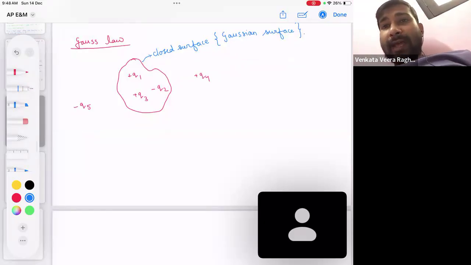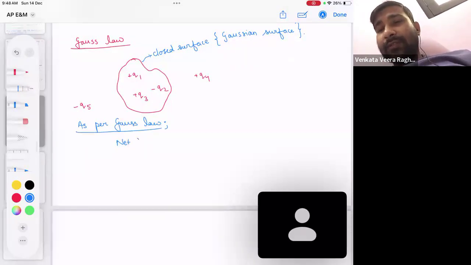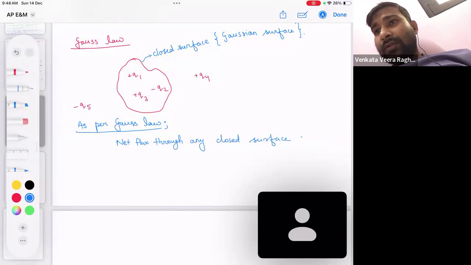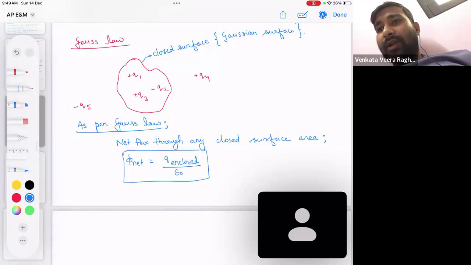Okay. So now, as per the Gauss law, if we want to calculate the net flux through any closed surface, what will it be? Net flux is going to be how much? It is going to be Q enclosed by epsilon naught. Q enclosed by what? Epsilon naught.